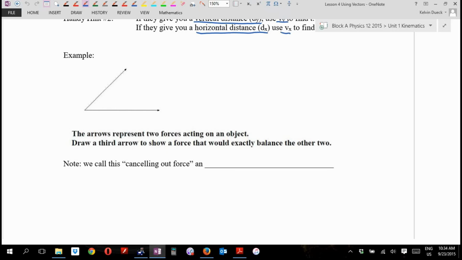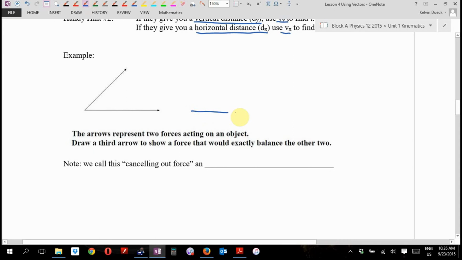First of all, look at this picture. What don't we like about it? It's not a right triangle. There's something else I don't like about it. Are they tip to tail? Every year I have kids go, that's the result. No, we have to redraw this, or at least reimagine this. I'm going to redraw this since I have room.